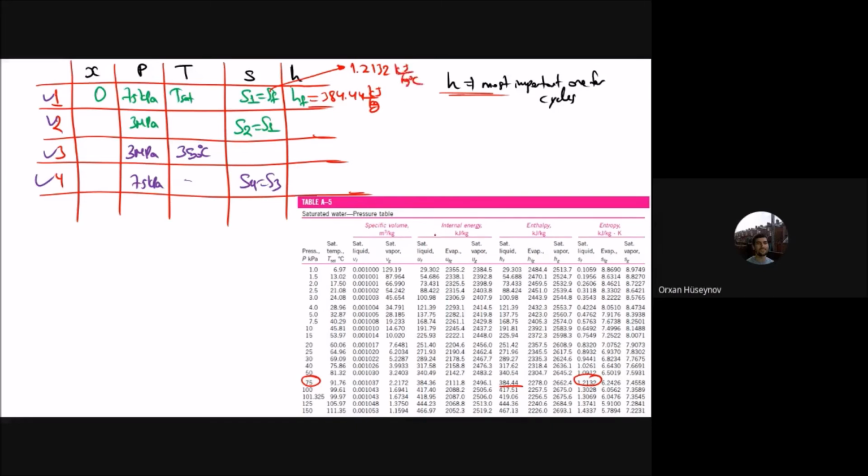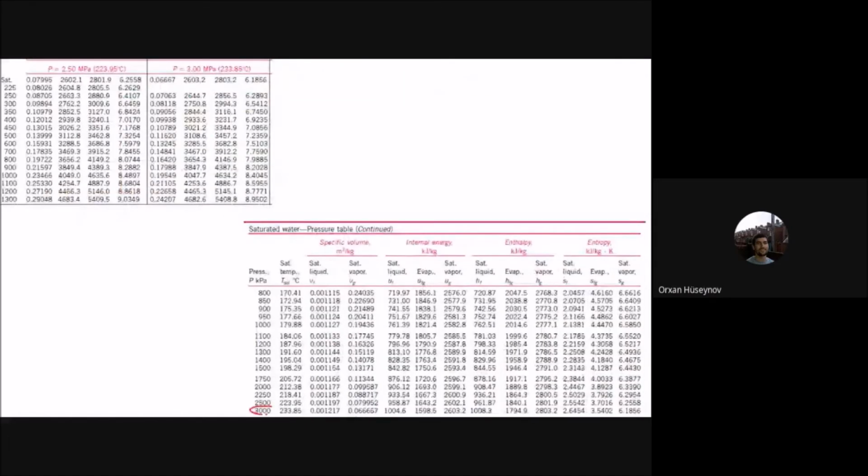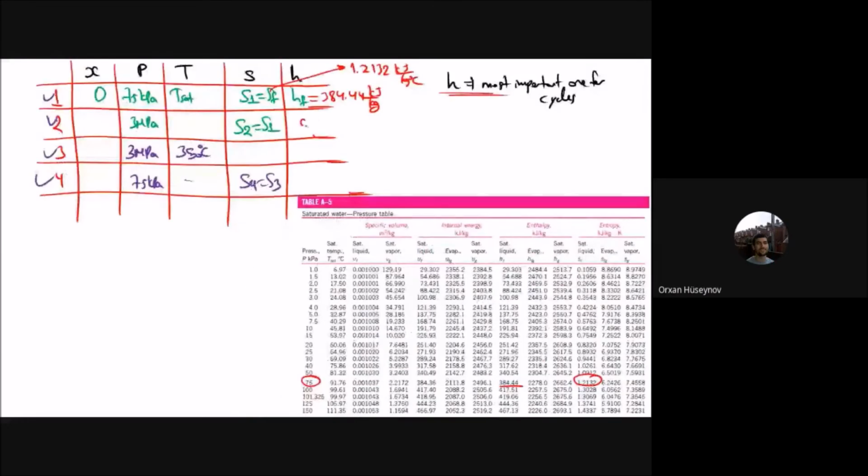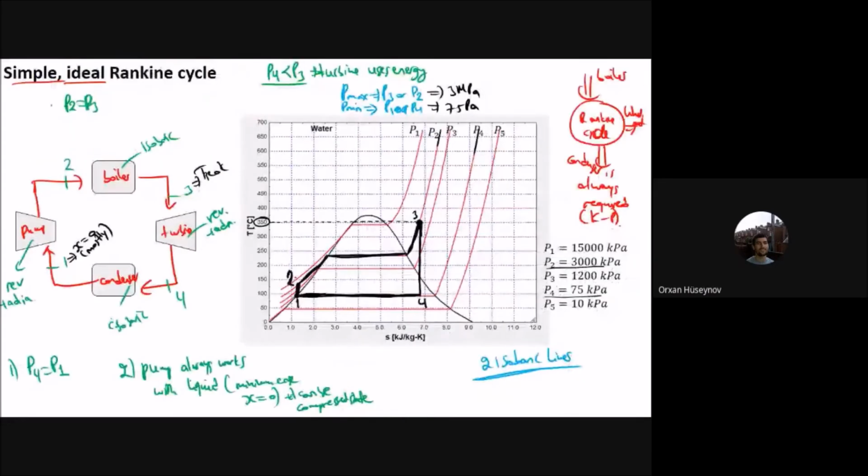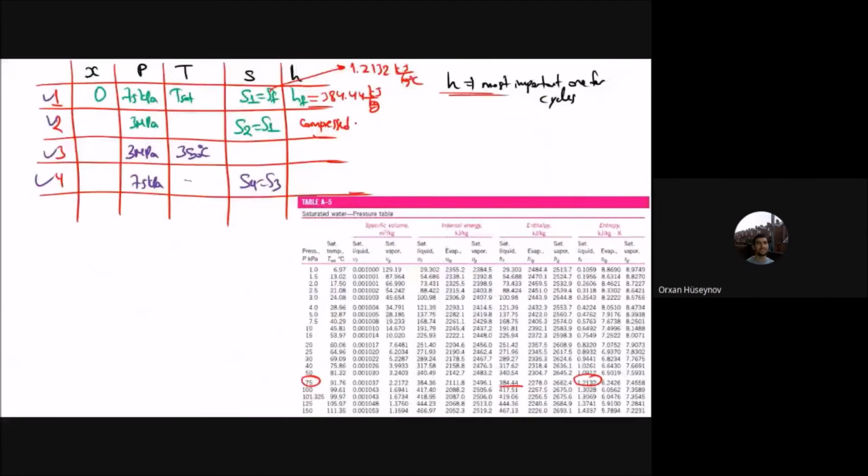And this one, if you check the 3 megapascal value here, for 3 megapascals the sf value is 2.64. Therefore, this one is in the compressed state. And if you go back to the chart here, you can see it is also compressed. But for the compressed state, for this pressure value, there is no table. And this is the problem with the compressed tables.